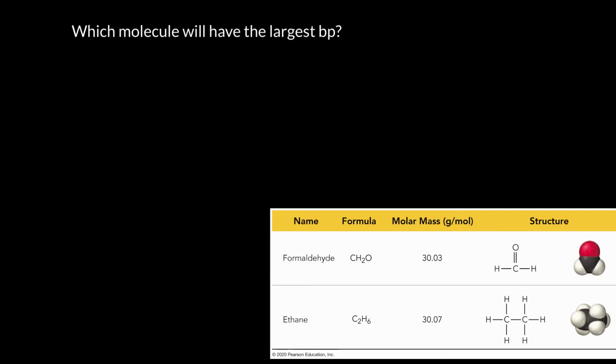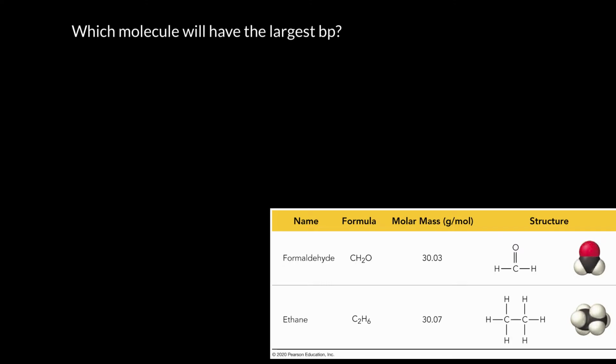Hey, welcome back. So we're going to go ahead and apply our knowledge now. So all this sort of egghead talk about intermolecular forces, and the question is, how do we know? Why do we care? So here's two molecules. Here's formaldehyde, and here's ethane, CH2O, C2H6. So the molar masses, they're almost identical, right? They're both about 30 and a bit grams per mole. So the question is, which one will have the largest boiling point?